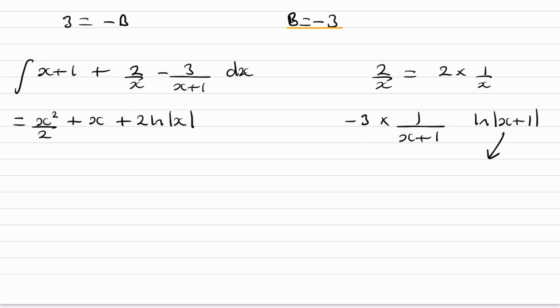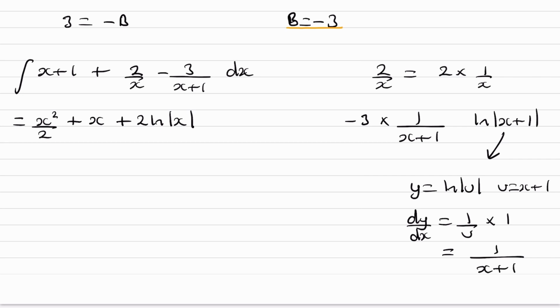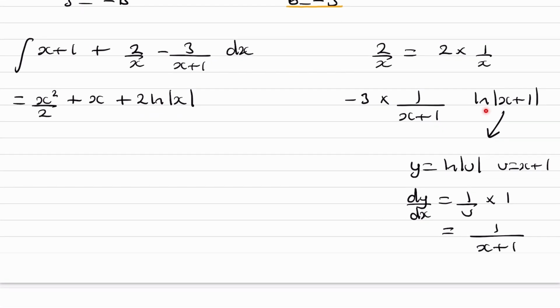If you were to differentiate this using the chain rule, you'd get y is equal to ln u, where u is equal to x plus 1. And then differentiating each of these parts, we'd get 1 over u times the differential of this, which is just 1. So that would then just be 1 over u, which is x plus 1. So now you can see how this differentiates to make what we have here. We have a minus 3 in front, so we just put that minus 3 in front here. So that last term would just be minus 3 lots of ln of x plus 1, plus c, and that would be our final answer.